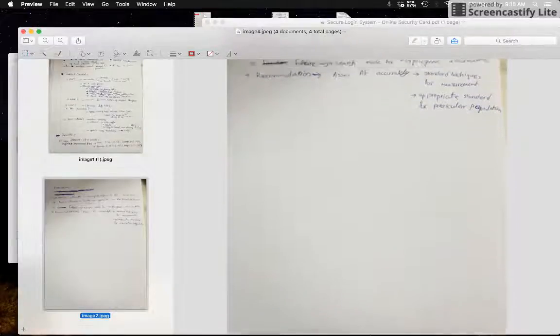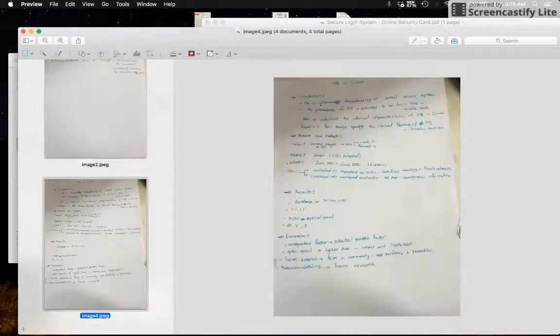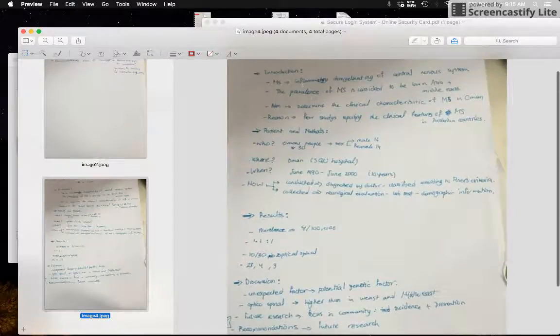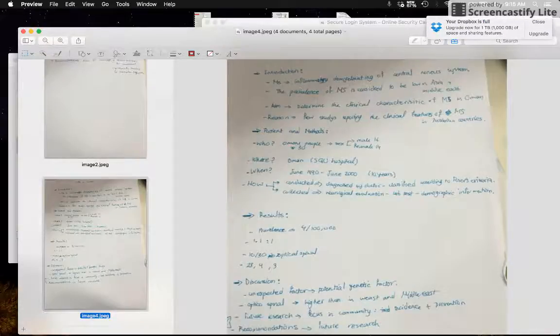Okay, let's see how you did on the next one. MS in Oman. Sorry, gotta zoom in again. Okay, inflammatory. Okay, good. You're defining what it is. That's great. Prevalence of MS is considered to be low in Asia and Middle East. Good. You might want to mention that there's no studies done in Oman. The aim is to determine the clinical characteristics of MS in Oman. Reasons, studies, for clinical features of MS. Okay, good.